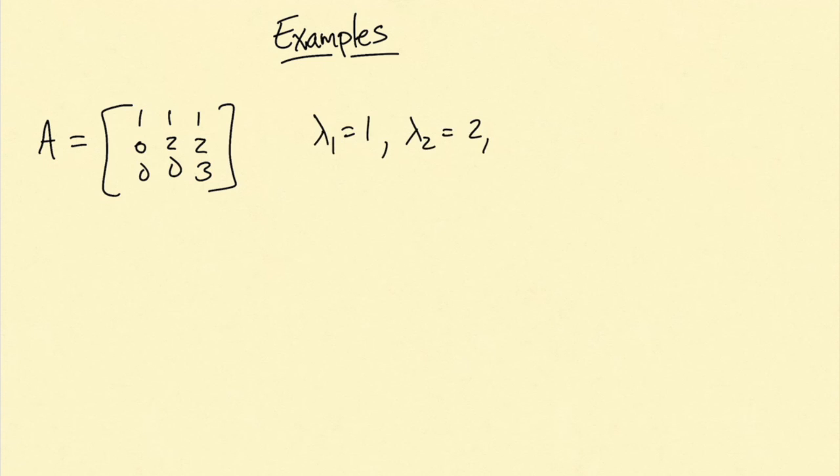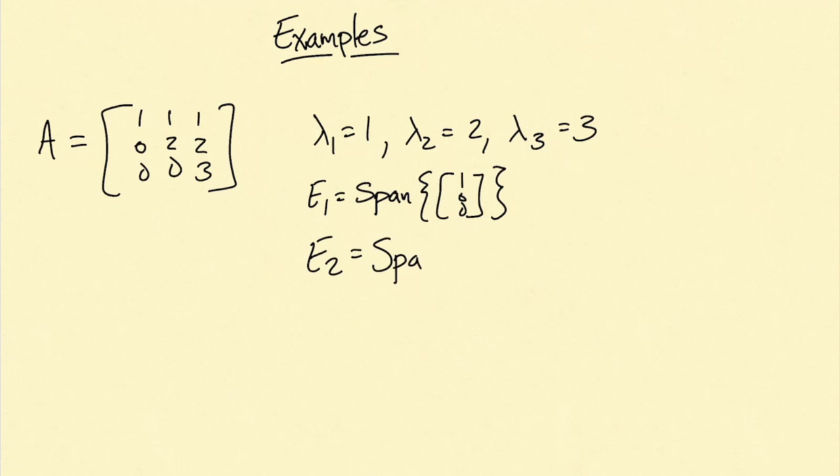In this video, we're just going to talk about a few examples of diagonalization. The first example is this upper triangular matrix that we've encountered previously. We've seen that this matrix has distinct eigenvalues, lambda 1 equals 1, lambda 2 equals 2, and lambda 3 equals 3. Because the multiplicity of each eigenvalue is 1, E1 is the span of the vector 1, 0, 0.